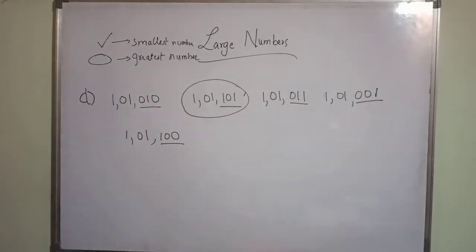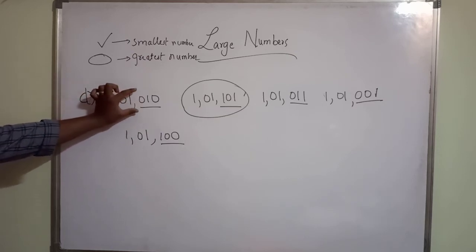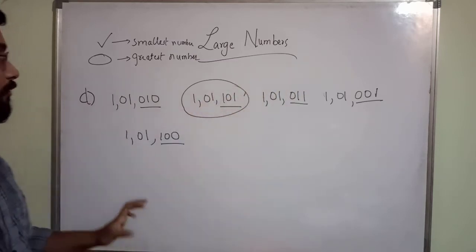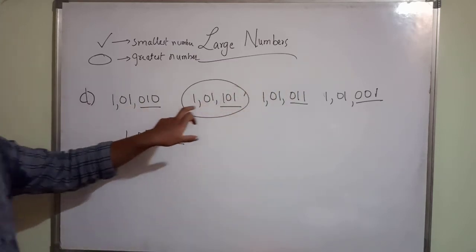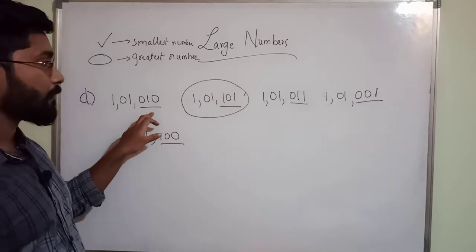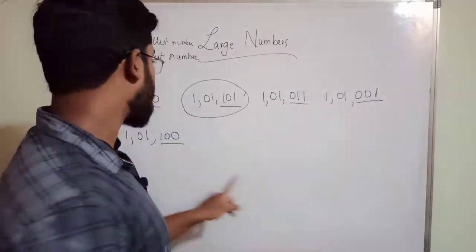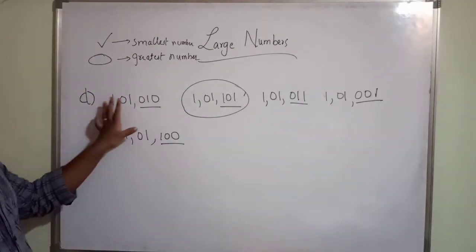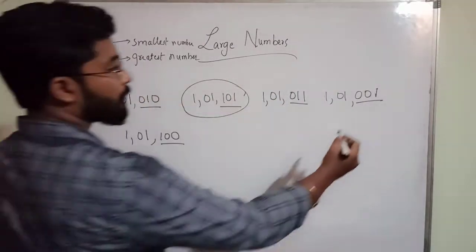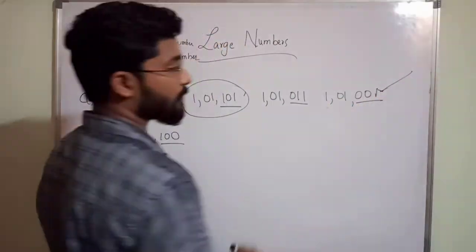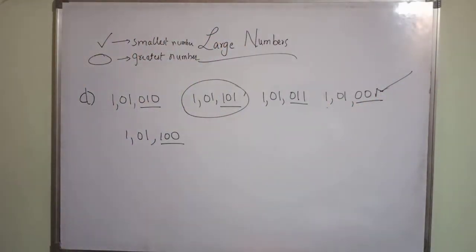Next one, what is the least number? The difference is only in these 3 digits. So you have to see only in those 3 digits. 10, keep this aside. 10, 11, 1, 001 means 1, 100. What is the least among all these? This one. So this number is the least number. Understood?